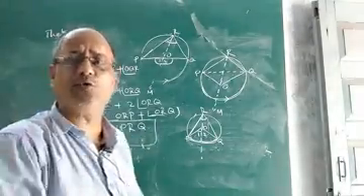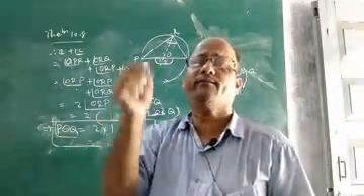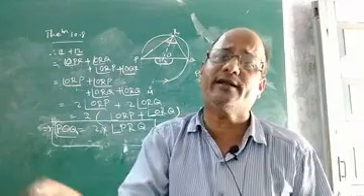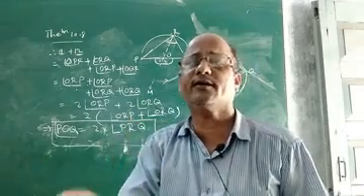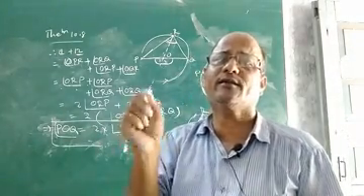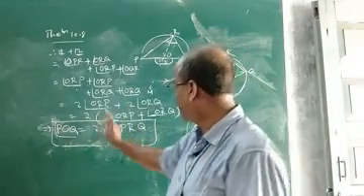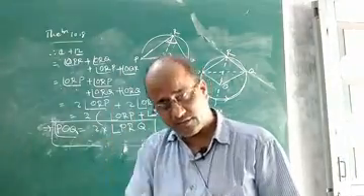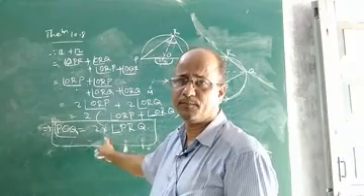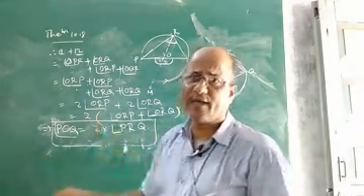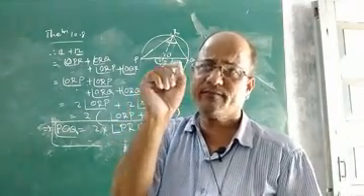We wanted to prove that the angle subtended by an arc at the center, may be minor, may be major, may be semicircle, is always double the angle subtended by the same arc on the remaining part. This is the complete geometrical proof. Of course, I have considered only one case, that is, when the arc is a minor arc.